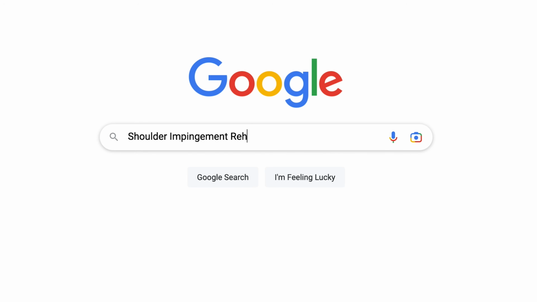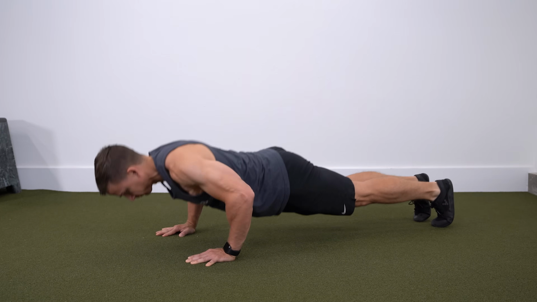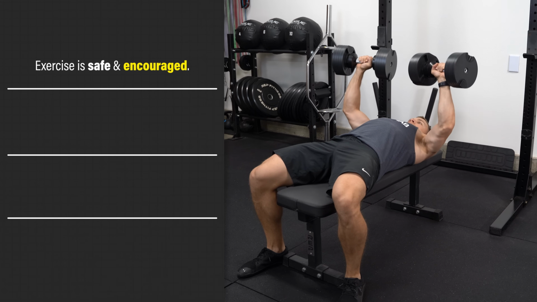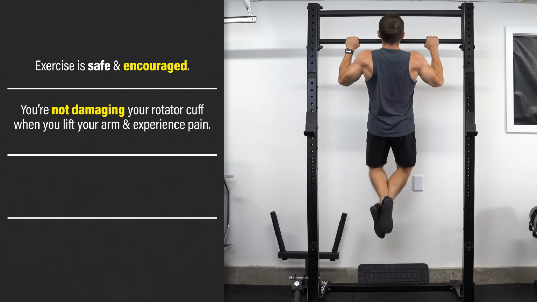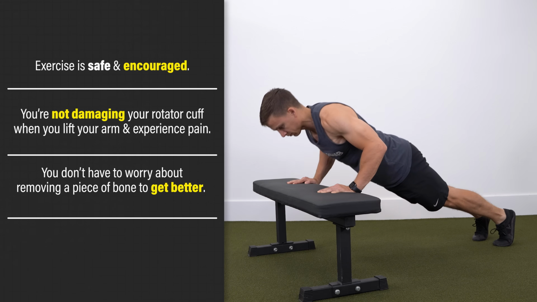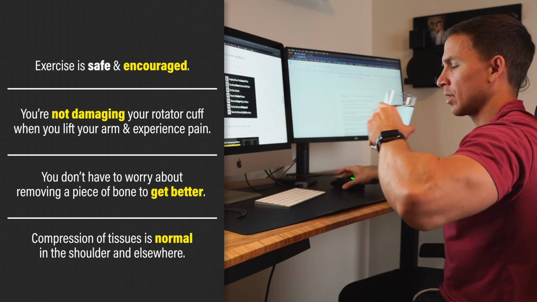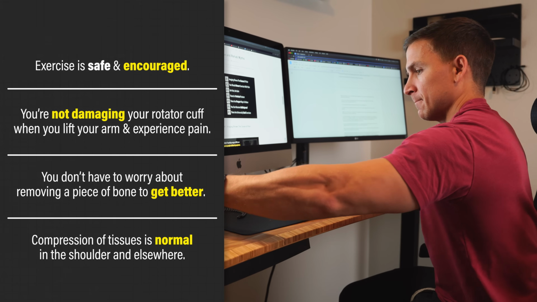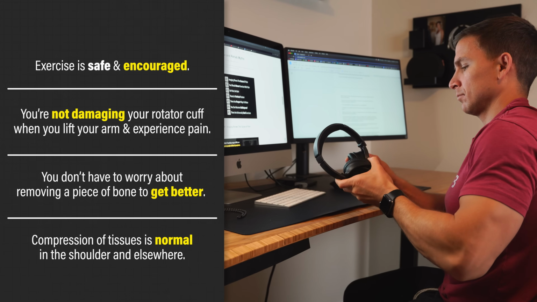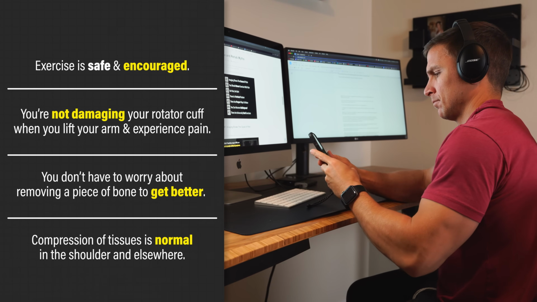This doesn't mean that the general rehab process needs to be significantly different from what's already being used. It's the explanation that changes and matters. Exercise is safe and encouraged. You're not damaging your rotator cuff when you lift your arm and experience pain. You don't have to worry about removing a piece of bone to get better. Compression of tissues is normal in the shoulder and elsewhere. We compress nerves, tendons, ligaments, and muscles all day long when we sit, bend, lift, twist, walk, etc.